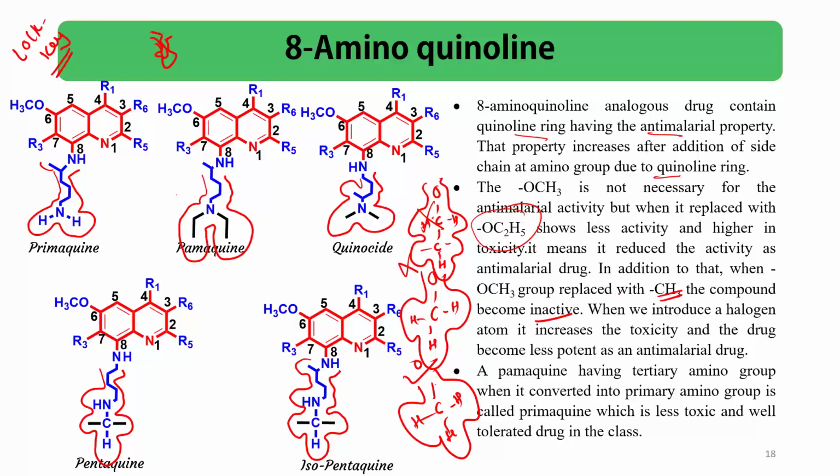So in the 8-amino quinoline group, if we introduce a halogen atom, it does not help to increase the activity, but on the opposite it will decrease the activity and the drug becomes less potent. Pamaquine has a tertiary amino group, here we see the tertiary amino group. When it is converted into a primary amino group, it is called primaquine, which is less toxic and a well tolerated drug in the class.